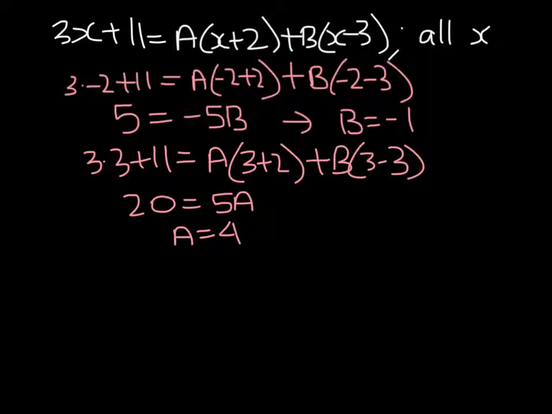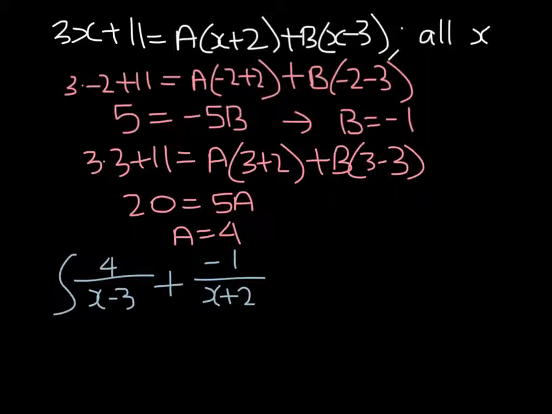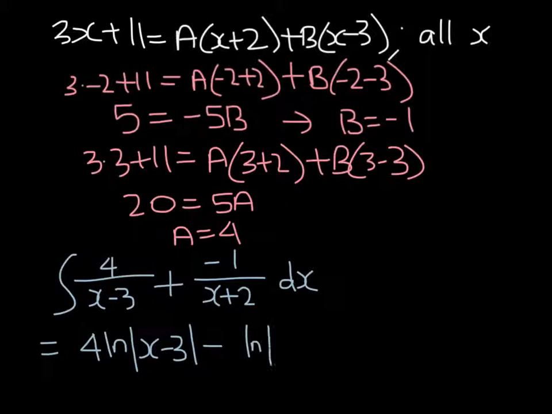So now we can say that we are integrating a over x minus 3 plus b over x plus 2 dx. And we know how to do both of these integrals because we can just use u substitution and let u equal x minus 3 in this case and x plus 2 in this case. And so we get for our final answer 4 times the ln of x minus 3 minus the ln of x plus 2.